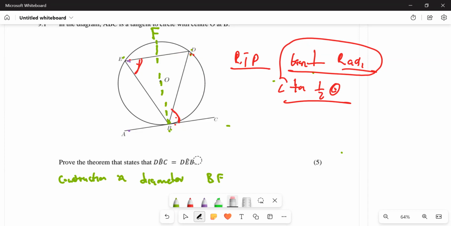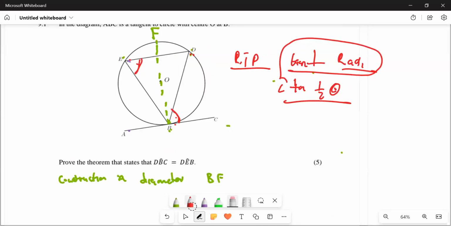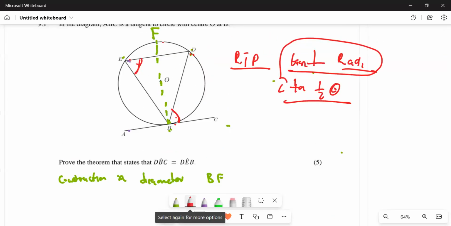In this instance, we're trying to prove this one is equal to this one. As soon as we construct the diameter, we're going to join our diameter here. There are two ways in which we can join it. We can either join it to D or we can join it to E. Now, how do I know? I'm going to check what I am trying to prove. If I'm trying to prove angle D is equal to the angle here, I'm going to join it to D.